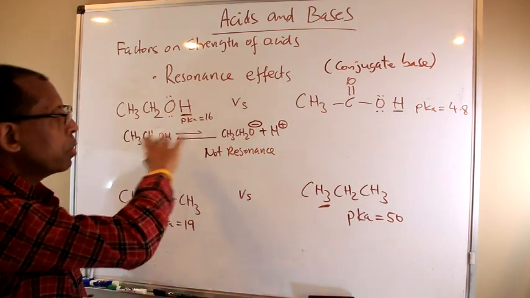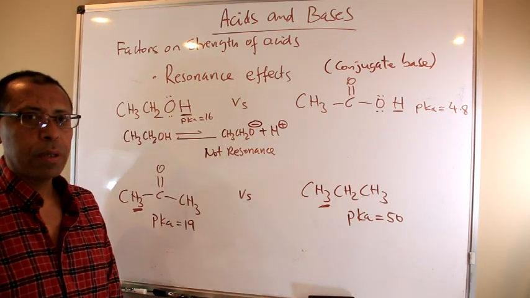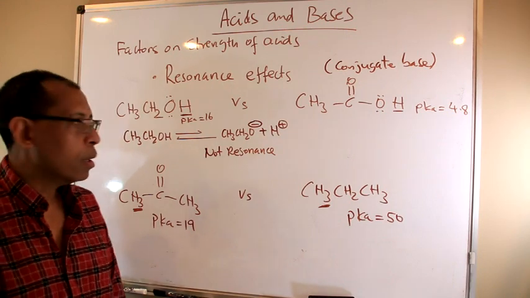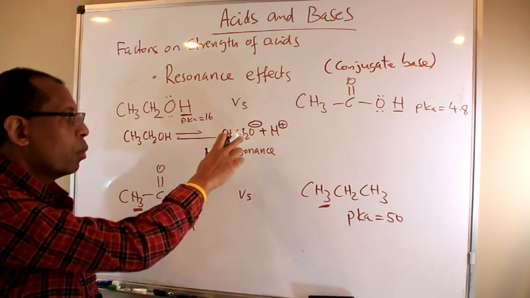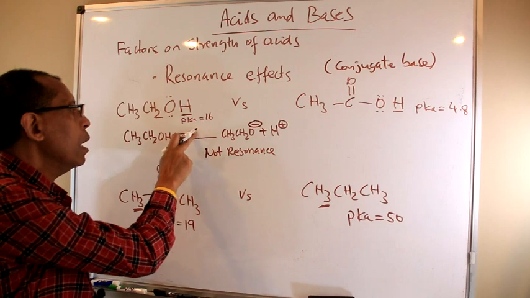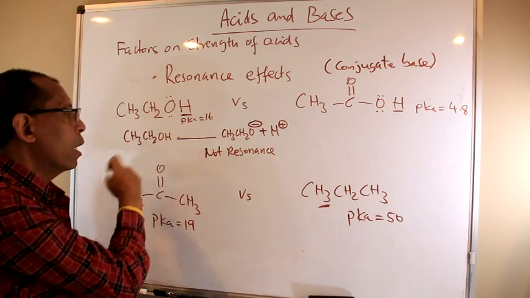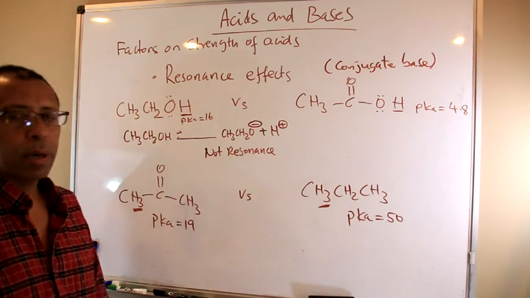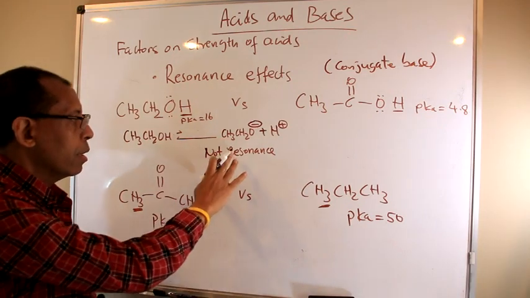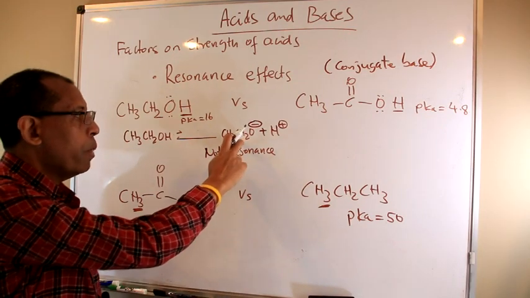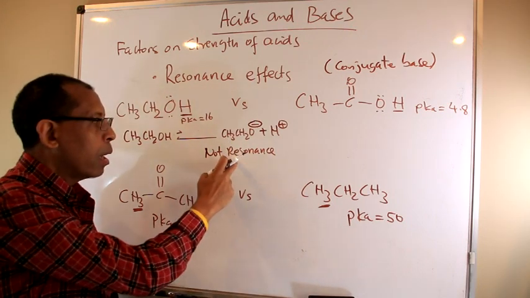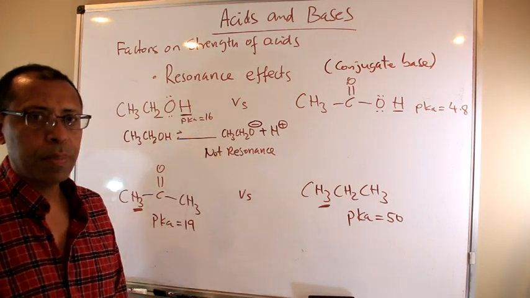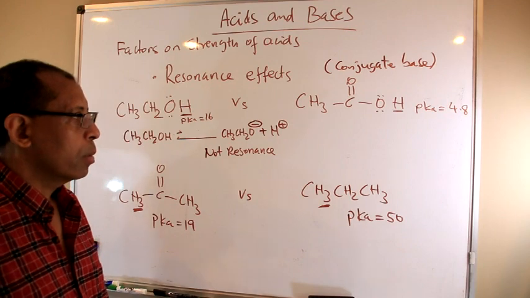Therefore, the dissociation is not that much favored. It needs a very strong base to pull off that proton. Otherwise, this equilibrium is mainly shifted to the left and a very small amount to the right. The reason being the conjugate base that's formed cannot have a resonance. You cannot write a resonance structure.